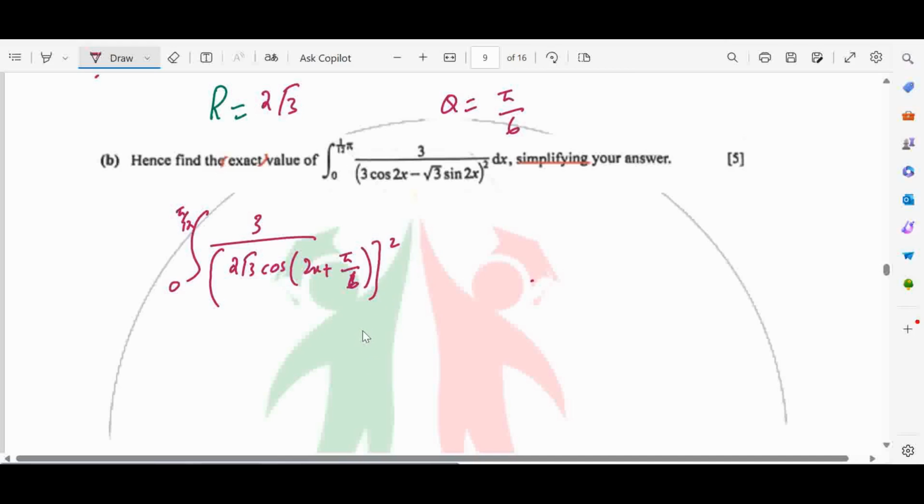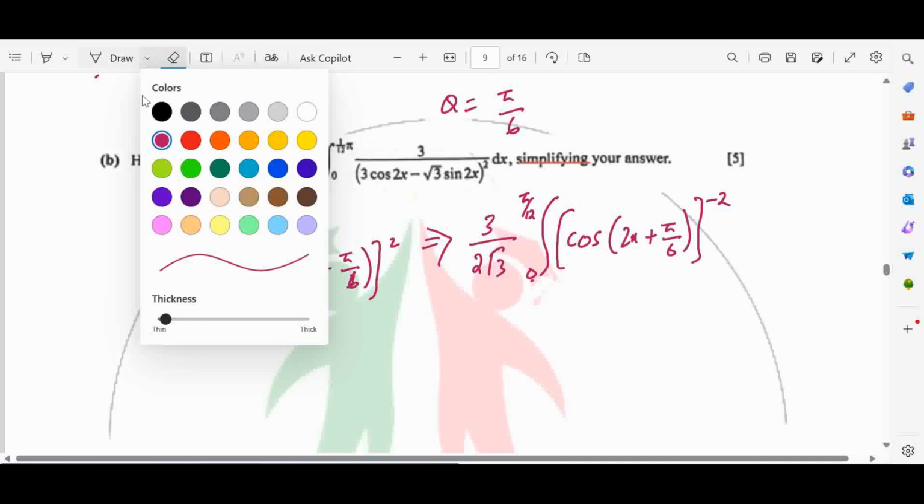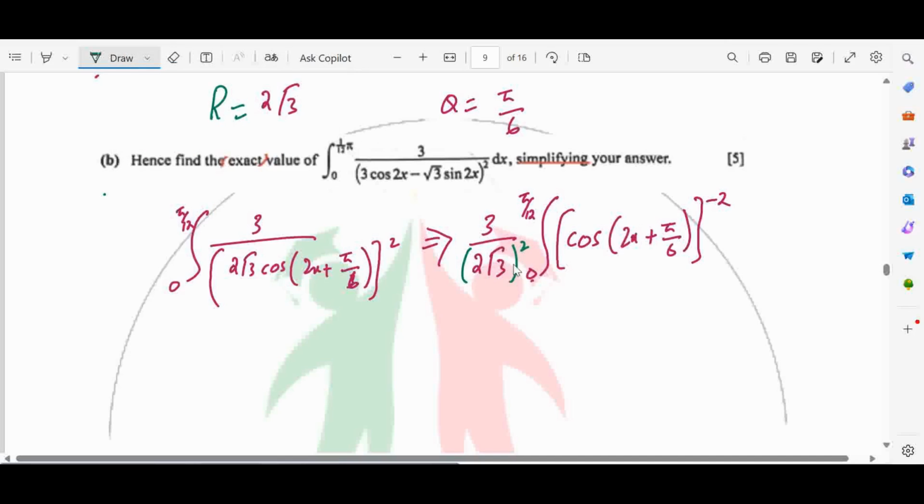Now what we can do is write the constants outside: integration 2 square root of 3, integral from 0 to pi by 12, and this will be cos of 2x plus pi by 6 whole to the power minus 2, because we have to shift it to the other side. One more thing we need to do: before keeping this outside, we need to take the square on 2 square root of 3. Now we can simplify it further, but how can we integrate this thing?